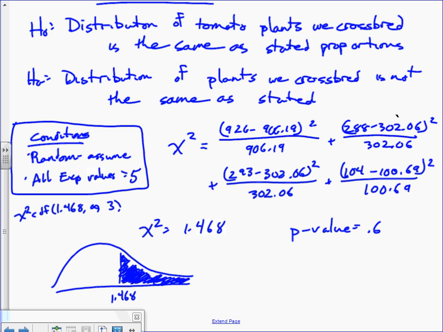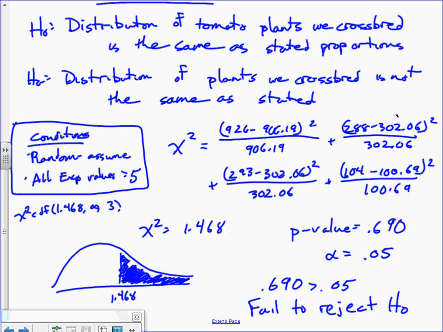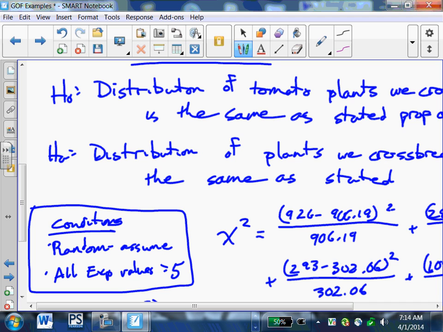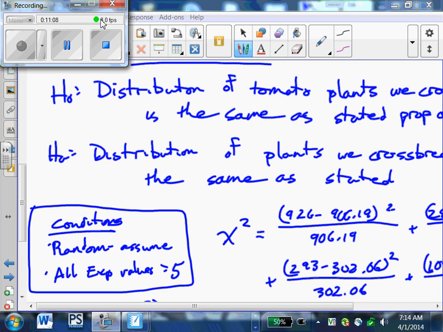So it looks like at any reasonable alpha level that we are above that, and so we'd fail to reject. And it looks like our distribution is right in line with what is expected. So go ahead and jot that sentence down there at the end, and you'll be good to go.